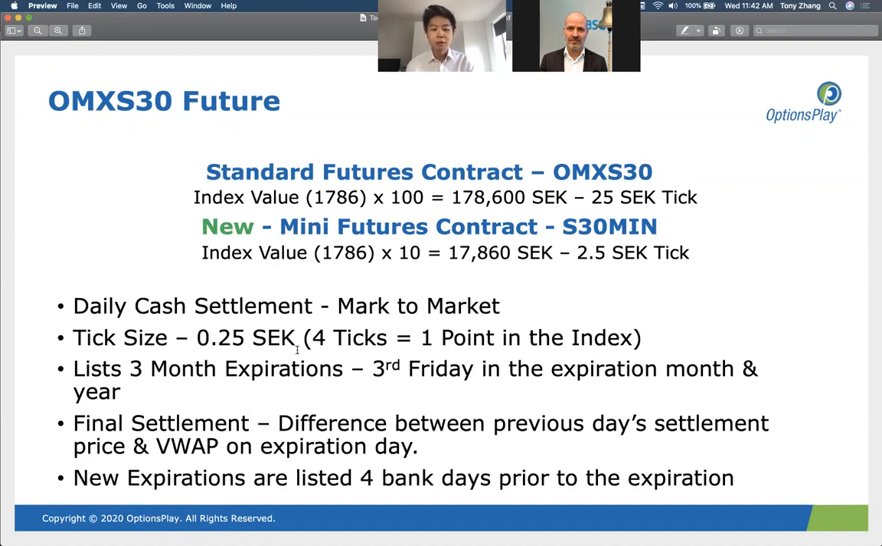Now, what you have is a final settlement, and when we talk about final settlement, it's what happens on the actual expiration date of the futures contract.